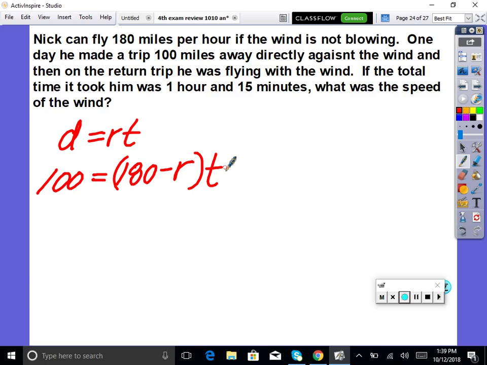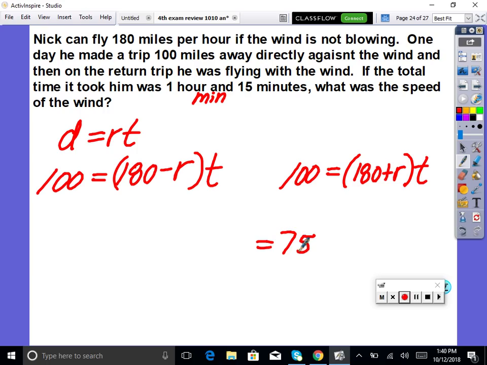Now on the way back, his distance is 100. His rate, now the wind is going with him, pushing him quicker, so he's going 180 miles an hour plus an additional rate of the wind, and the time. And then the total time in the end was 1 hour and 15 minutes. So you either need to have it all in hours or minutes. I'm going to do minutes, because it's easier to convert in my opinion. That would be 60 plus 15, so 75 minutes. Just remember your answer is going to be in minutes, so we'd probably convert it back to hours in the end.